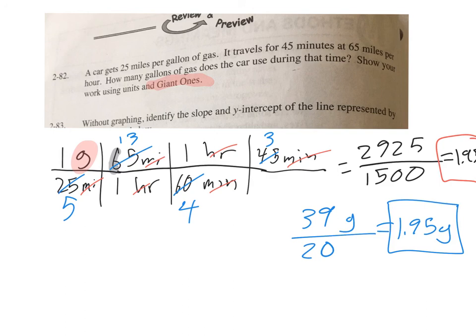All right, there you go. Again, I don't know what giant ones are, but I'll let you figure that part out. But that's how you could do that using the dimensional analysis method that I showed you before.